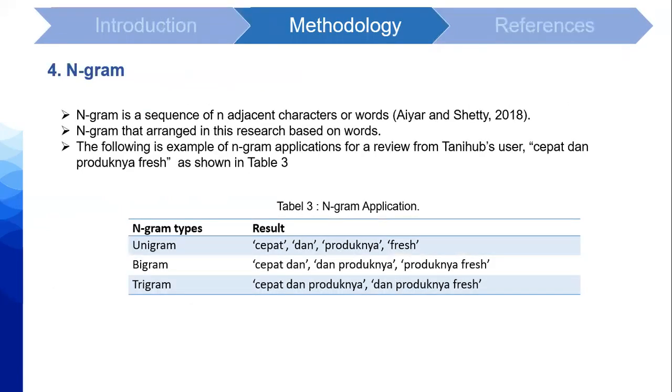N-gram. N-gram is a sequence of n adjacent characters or words according to Ayer and Sethi 2018. N-gram that is arranged in this research is based on words. The following is an example of N-gram application for a review from Tanihub users, cepat dan produknya fresh, as shown in Table 3.